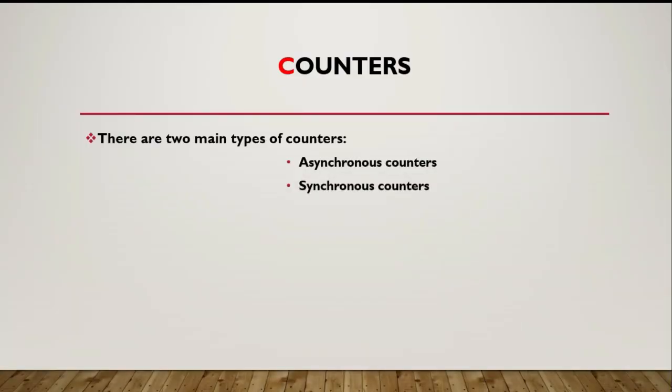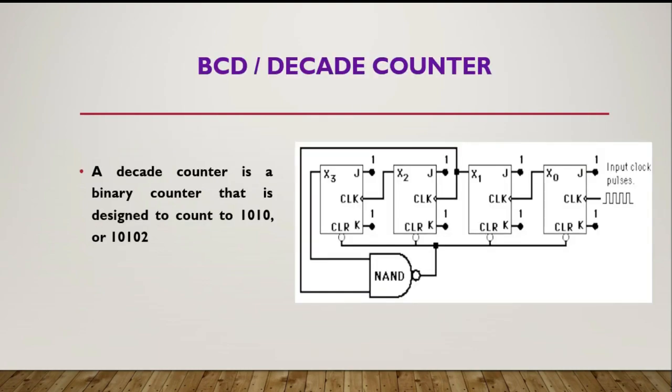I'm going to take my next example. First of all, let me tell you something about counters. You all know there are two main types of counters: asynchronous counters and synchronous counters. Here, I'm going to take a BCD or decade counter as my example. A decade counter is a binary counter that is designed to count to 10. So, it counts 0 to 9. Here, I have taken an asynchronous counter because I don't give the clock pulse simultaneously.